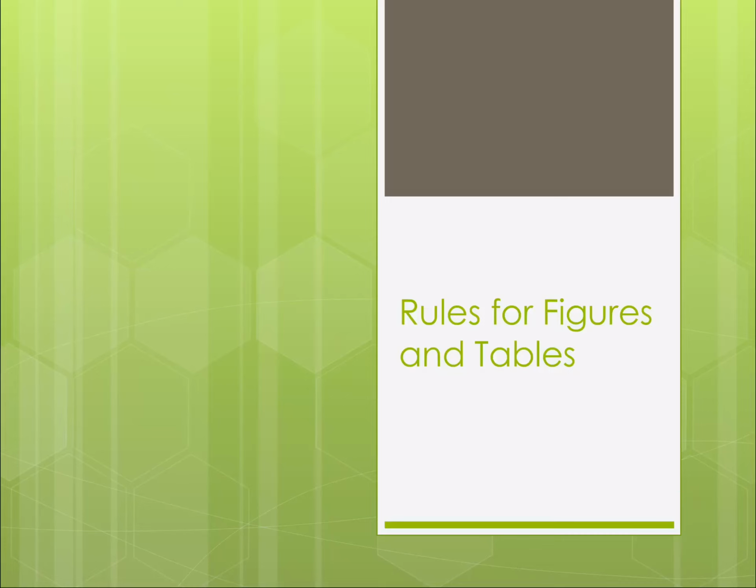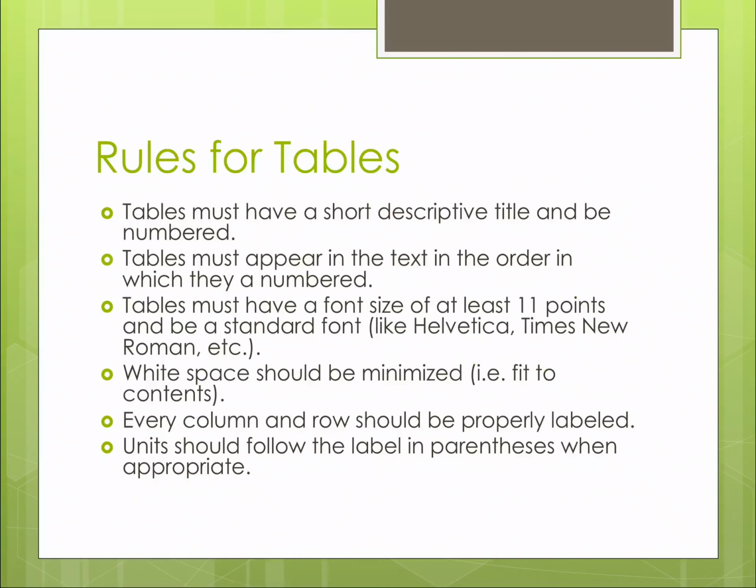Tables always have a short descriptive title, and they should be numbered. So the first table should be table 1. The second table you talk about should be table 2. And there should be some sort of description above the table as to what is actually in that table. As I said, tables should appear in the text in the order in which they are numbered. So whatever table you want to talk about first should be table 1, and whatever table you want to talk about third should be table 3. And they should appear in the manuscript that way.